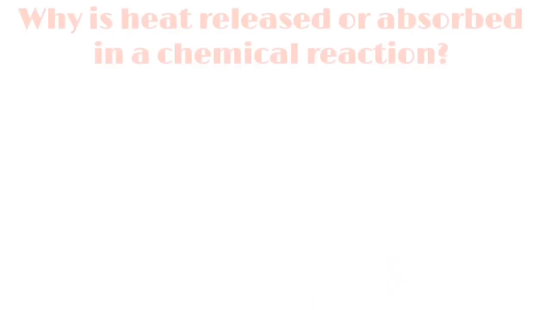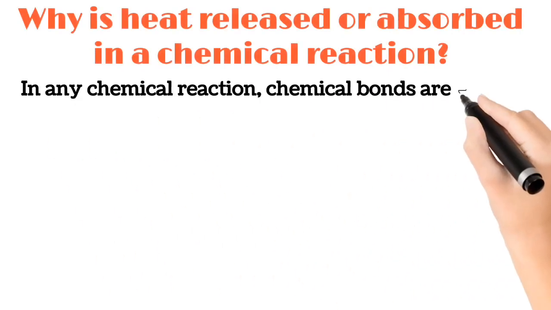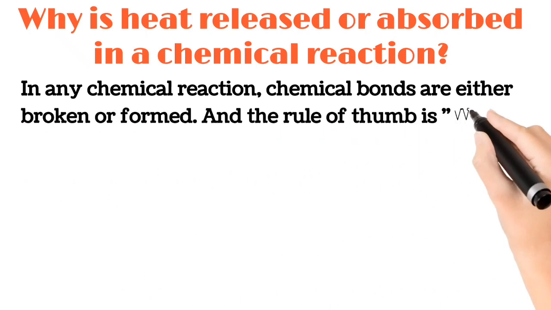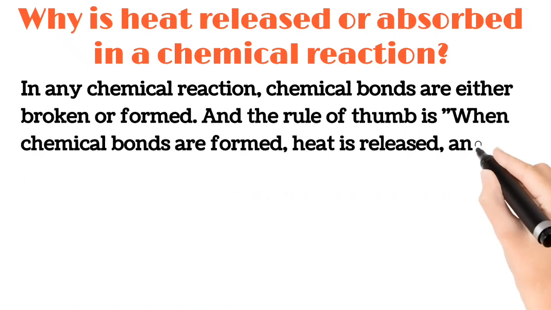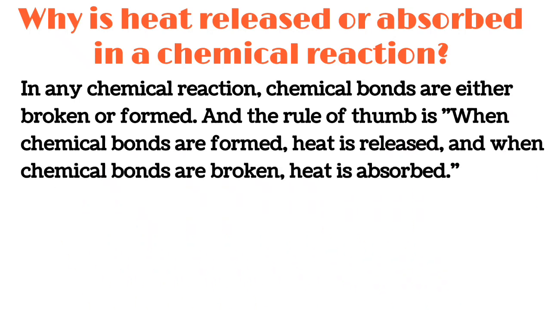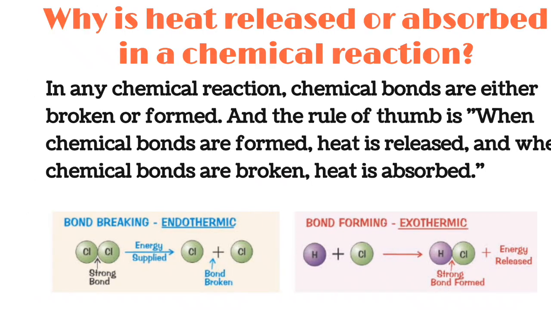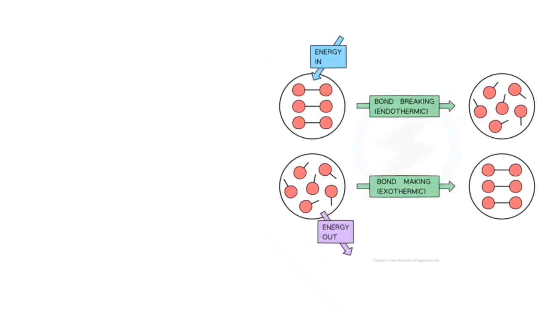Now, why is heat absorbed or released in a chemical reaction? In any chemical reaction, chemical bonds are either broken or formed. The rule of thumb is when chemical bonds are formed, heat is released, and when chemical bonds are broken, heat is absorbed. So breaking of bond, since it involves absorbing of heat, is endothermic, while bond formation, since it involves release of heat energy, is exothermic.